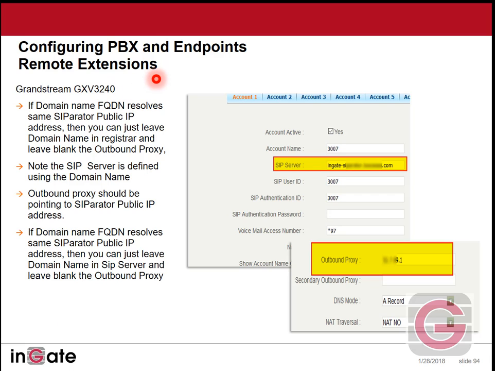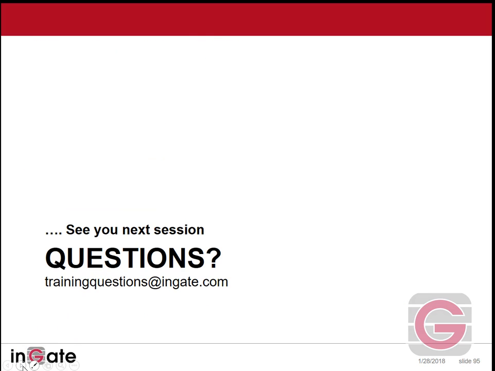This is another example with a Grandstream GXV 3240. We are using the SIP server where the domain is located, and the outbound proxy is the IP address of the Ingate. That's all the considerations for those third-party components in the solution, the PBX and the endpoints.